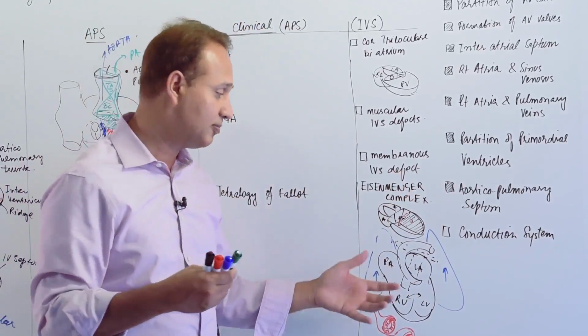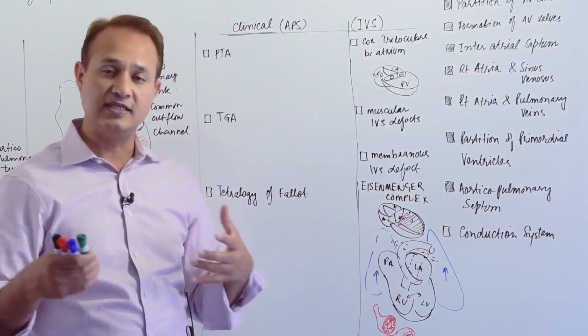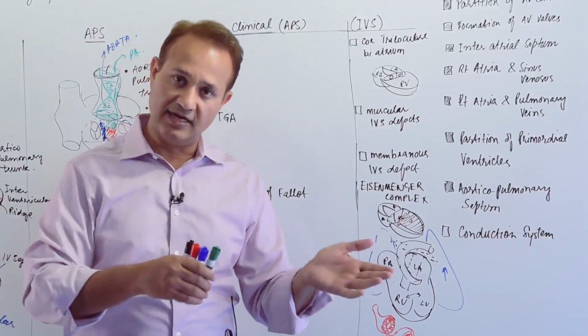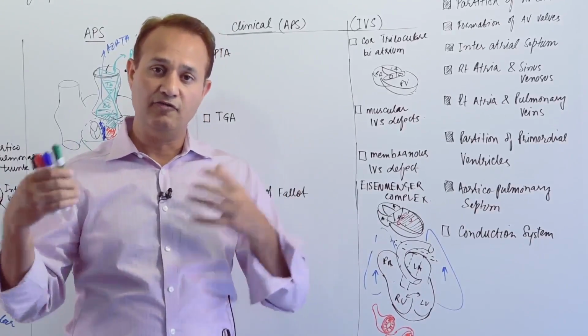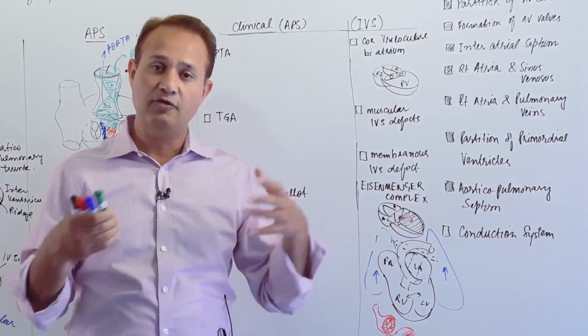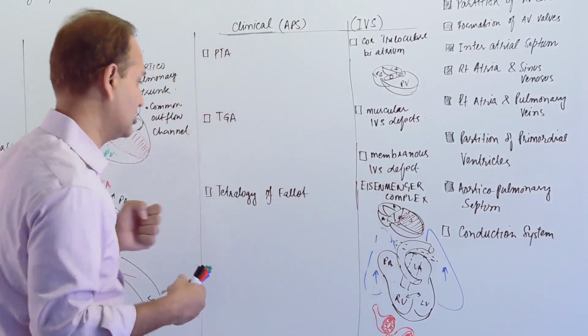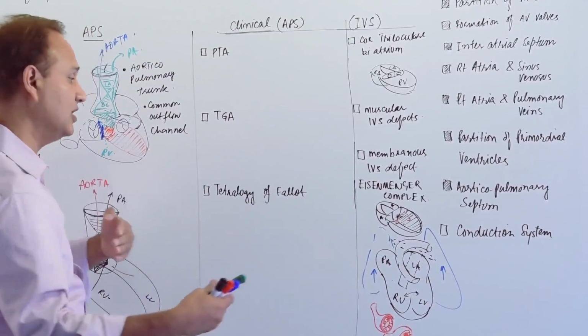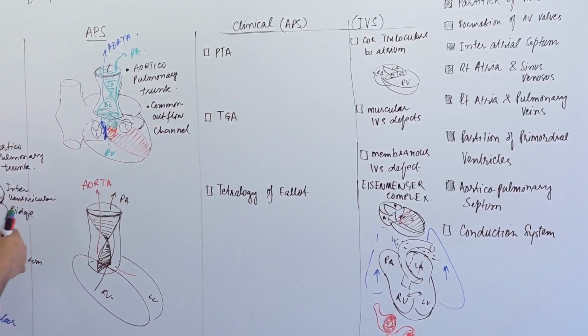That is the Eisenmenger complex here, and the reason for that is that the shunt was left to right first and then it became right to left, and there is pulmonary hypertension with right ventricular hypertrophy and cyanosis. So that is the Eisenmenger complex, and this can happen for many other reasons, but at the end of the day there has to be an interventricular septal defect.